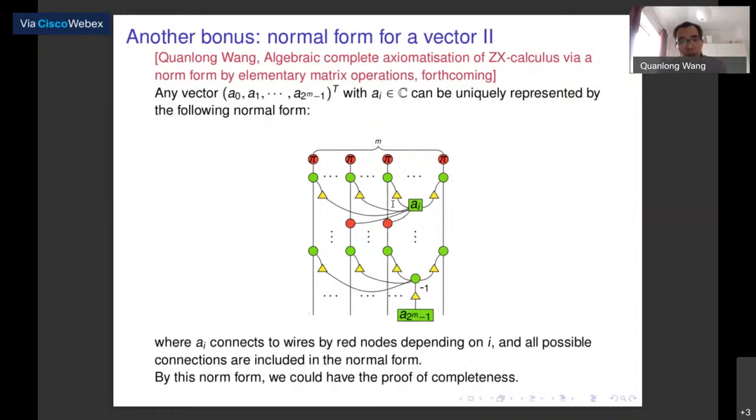Actually, I just drew one row addition diagram, because all the different connections are possible. You can have different choices of connecting the wires with the red nodes, just one connection or others, on this wire or that wire, all the possible different choices. They are included in this normal form, and they commute. So with this normal form, by these elementary matrices, you can have the normal form of an arbitrary vector. And with this normal form, of course, you can have the proof of completeness. That's another bonus of this calculus.